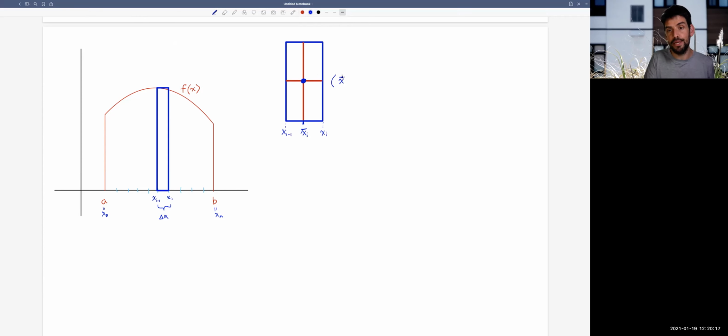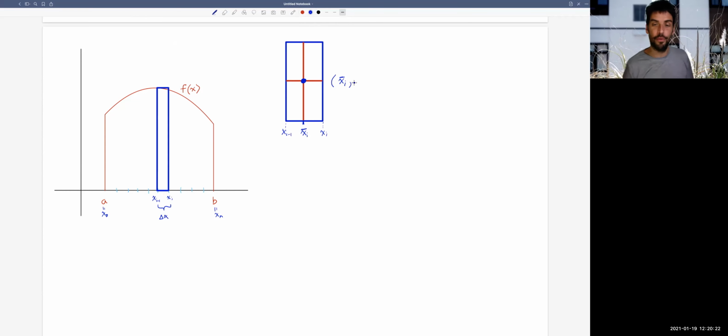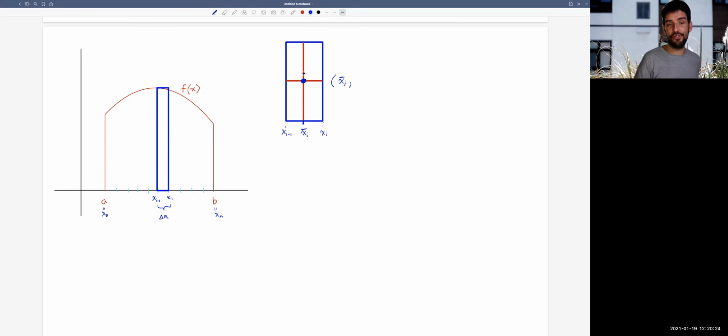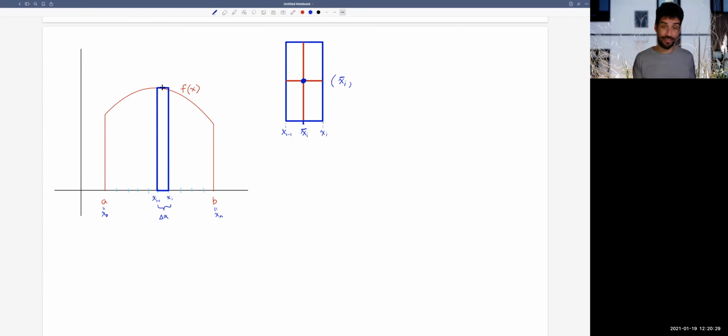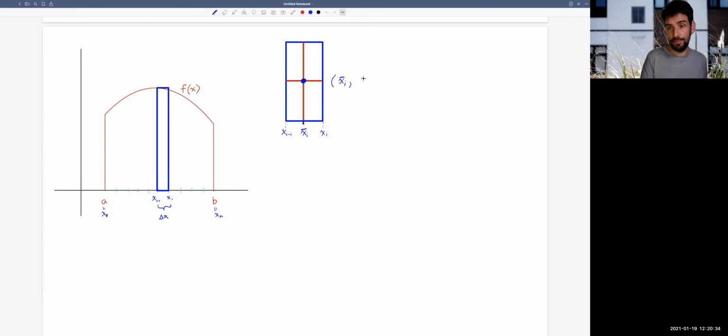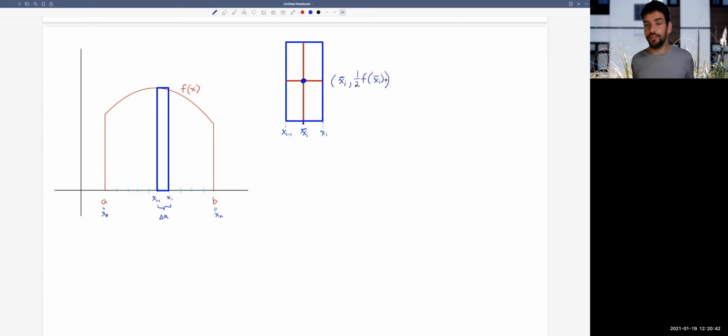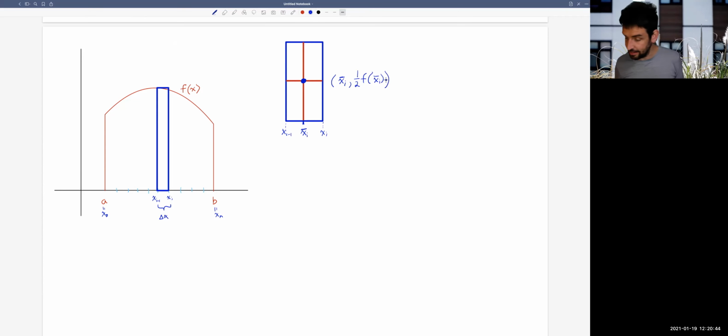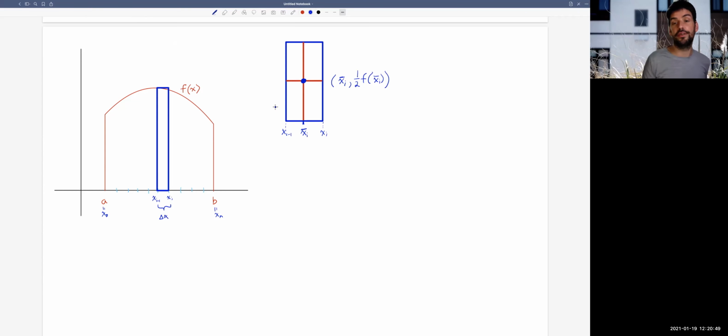Well, what are the coordinates of that? It's this midpoint for our x coordinate. What is the y coordinate? Well, it's half the height of the function. Remember, we chose the height of this rectangle based on the midpoint. The height of the function at the midpoint is just the value there, and we just want half of it. So there are the coordinates for the center of mass of this piece of our lamina.